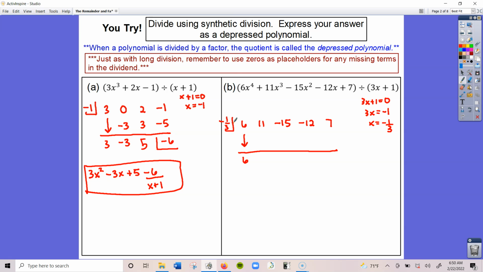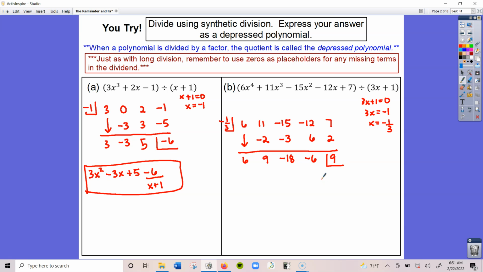So let's do that. 6 divided by negative 3 is negative 2. 11 minus 2 is 9. 9 times negative 1/3 is the same as 9 divided by negative 3, which is negative 3. Negative 15 minus 3 is negative 18. Negative 18 divided by negative 3 is 6. Negative 12 plus 6 is negative 6. Negative 6 divided by negative 3 is 2. And 7 plus 2 is 9.